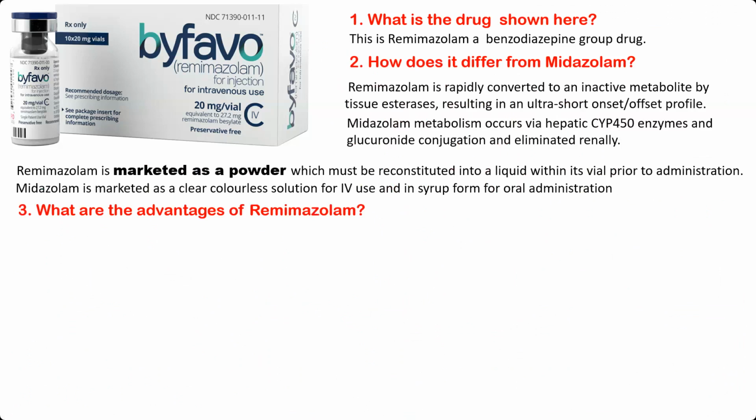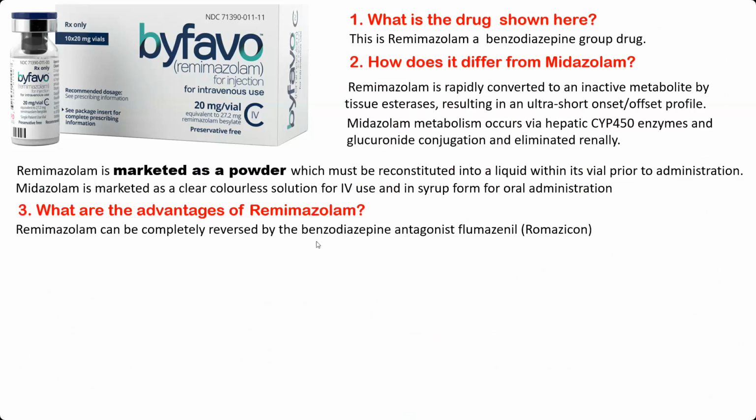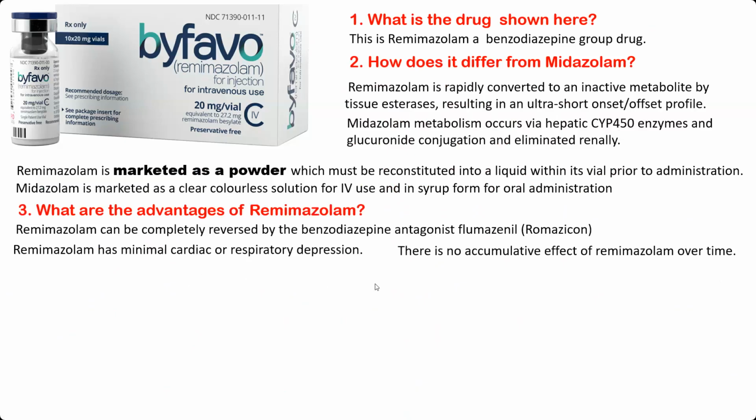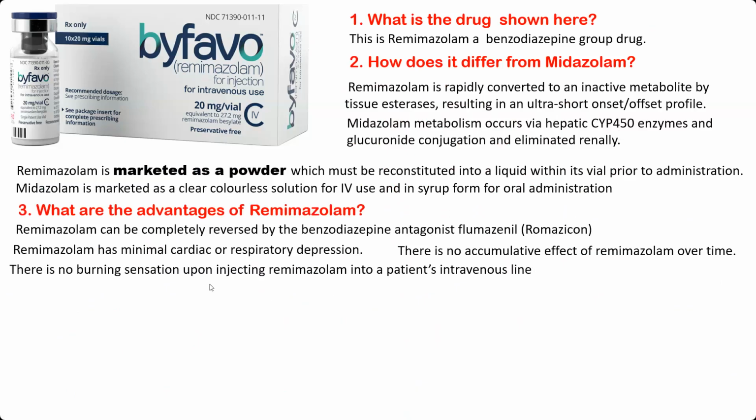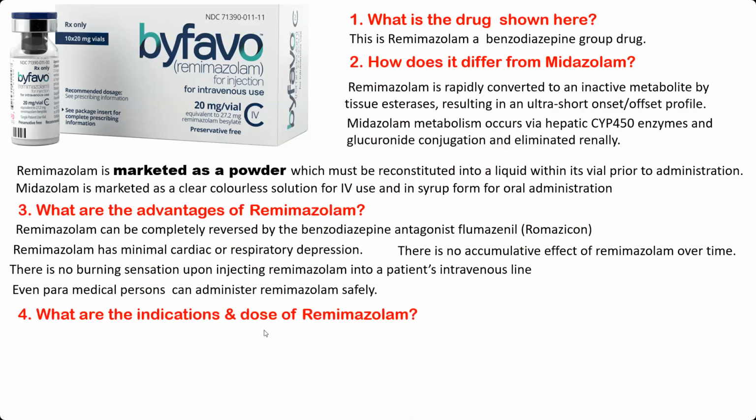It is very short acting, and completely reversed by the benzodiazepine antagonist flumazenil. If you want to reverse the action after giving a larger dose, you can immediately reverse it. It has minimal cardiac or respiratory depression, no cumulative effect over time, no burning sensation upon injecting into the IV line, and even a paramedical person can administer it safely. What are the indications and dose of remimazolam?